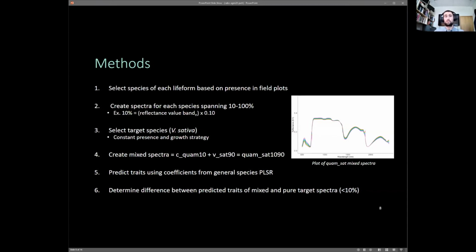For each of these mixed spectra, we then predict the traits using the coefficients that we extracted from the general species PLSR model, which I talked about on a previous slide. And then from that, we plot those in terms of their percent, which I'll show later, and determine how different the predicted traits from the created spectra are from the original predicted value of the target species.